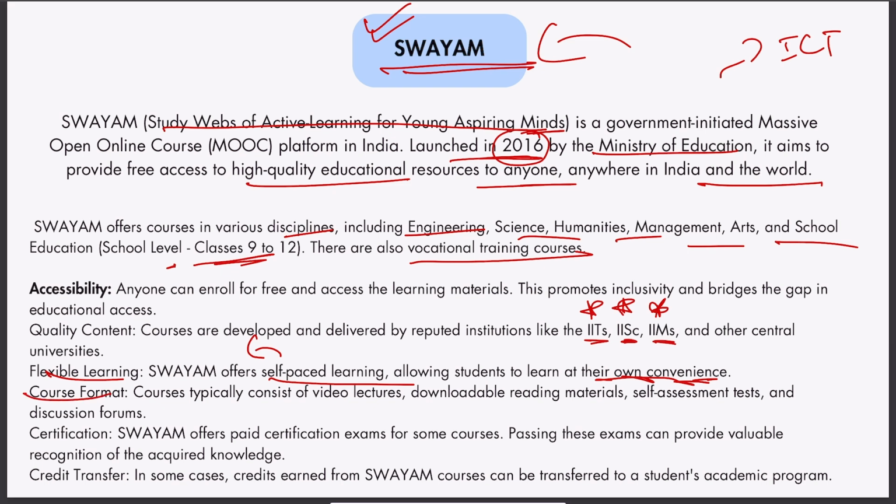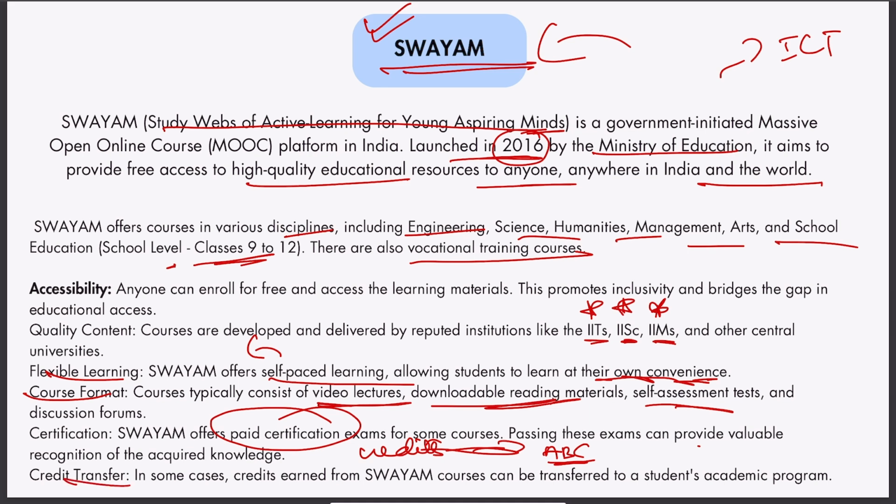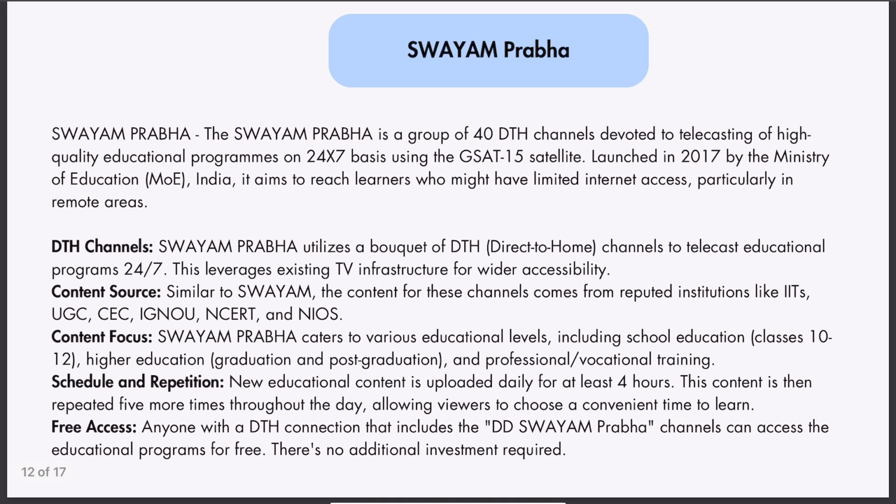Next, course format typically consists of video lectures, downloadable reading materials, and self-assessment tests. SWAYAM offers paid certification, like I told you. If you want the certificate, then you have to pay for it for some courses. Passing these exams can provide valuable recognition and credits, which you can add in ABC, Academy Bank of Credit. Credit transfer: in some cases, credits earned in SWAYAM courses can be transferred to a student's academic program. So you can see all of them are related to each other.